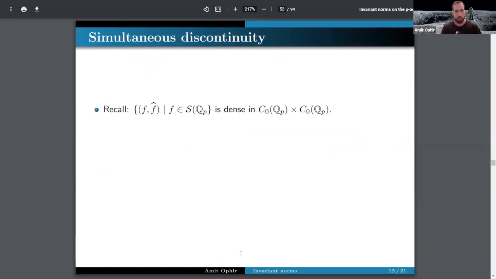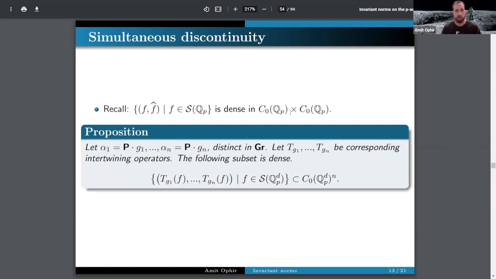Okay, in this slide we do need to remember what these intertwining operators are. This is a generalization of the result about the discontinuity of the Fourier transform. I remind you that the discontinuity result said that the graph of the Fourier transform is dense in this Cartesian product, and we can generalize it to a finite number of intertwining operators. If you take g1 up to gn elements in the symplectic group, each belonging to a distinct coset of P, and Tg1 up to Tgn some corresponding intertwining operators, then this generalized graph of them is dense in the Cartesian product here on the right.